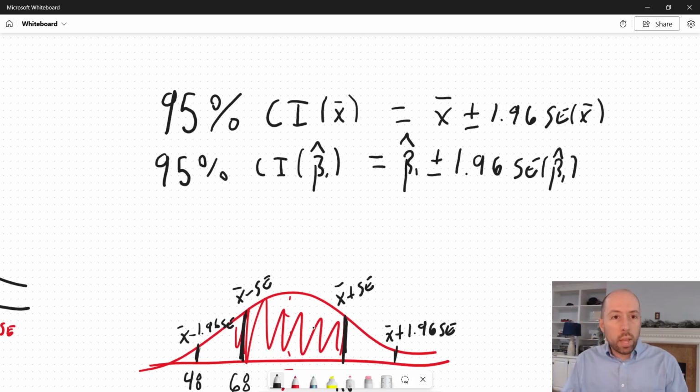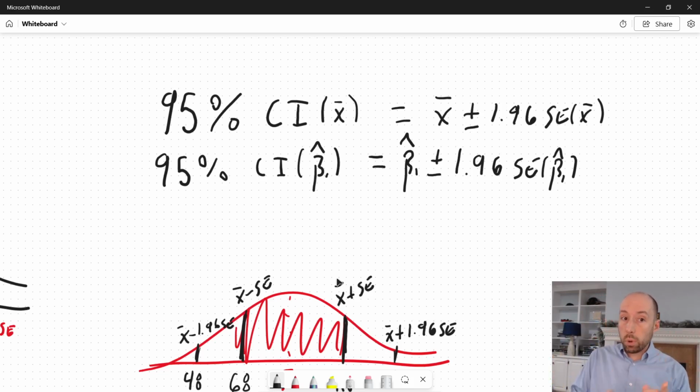Now we, at this point, don't have the standard error of beta 1 hat in hand, but I do have the standard error of x bar, so that's just the standard deviation divided by square root of n, and I've got it in the other story. This formula for a confidence interval is going to be universal. 95% based on a normal distribution. 1.96 is the magic number that you always remember.